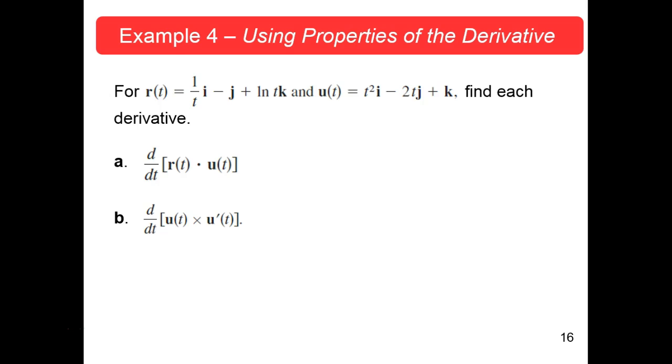All right. r of t is equal to 1 over t i minus j plus log t k. u of t, vector function, is t squared i minus 2t j plus k. Find each of these derivatives. Okay? Now, before we start, do any bells or whistles or flags go up when you look at that r of t?